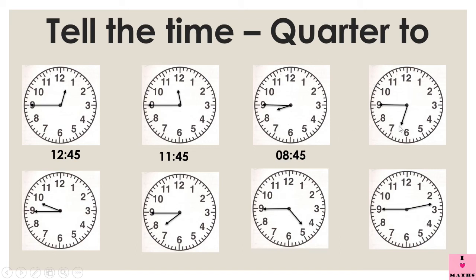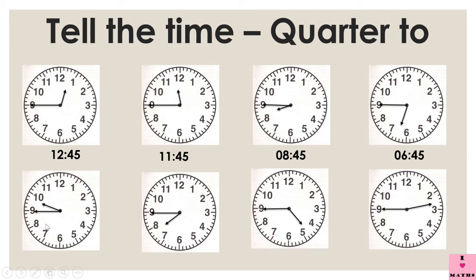Okay, look at this one. Here, the minute hand is on 9 and the hour hand is about to reach 7. So this is called quarter to 7 and it is written as 6:45 because it has passed 6. It has crossed 6 and 45 minutes have passed. So it is written as 6:45 and called quarter to 7.